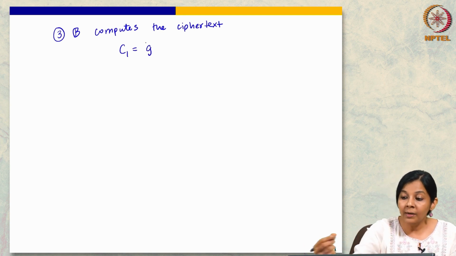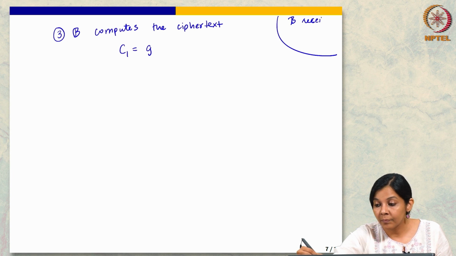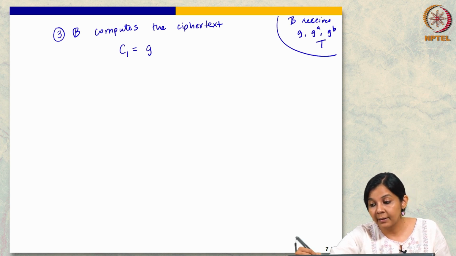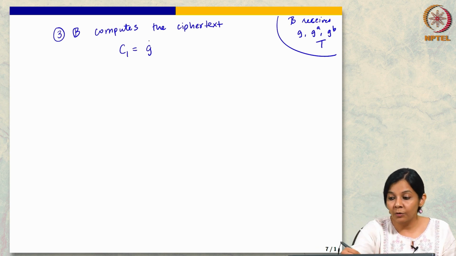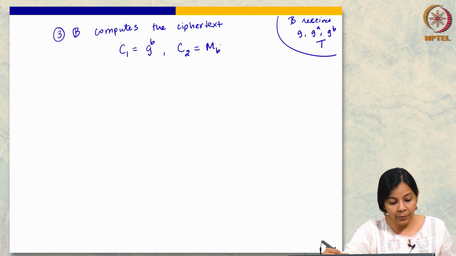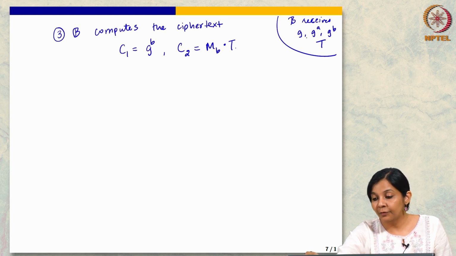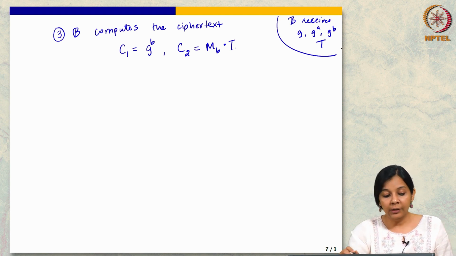So, remember that B receives G to the A, G to the B and T, right. So, now it is going to use the G to the B part as C1, okay, and for C2 it will choose a random bit b and compute M_b and multiply this with the T, the third thing that it received. I mean the fourth if you count G. Okay, so it computes this.